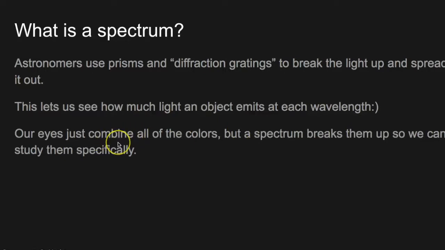Our eyes just combine all the colors, but a spectrum breaks them up so we can study them specifically. So whereas the hydrogen lamp looks purple and the neon lamp looks orange to our eyes, when we break them up, we see what individual colors those are made of. And that tells us information, especially if we're looking at a star or a galaxy. But I'm kind of getting ahead of myself. Let's just stick to the spectrum for now.